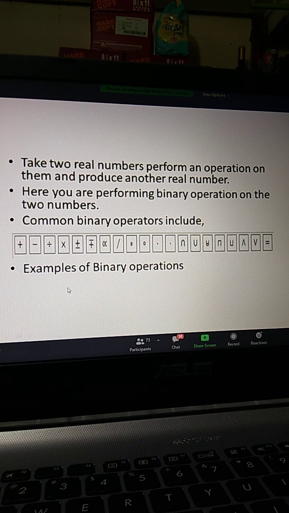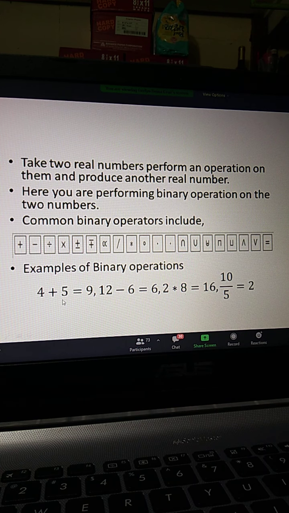Okay, next, we have examples of binary operations. These are operators. So, 4 plus 5 is equal to 9. We have plus here. We have two real numbers and produce another real number, 9. So, these are examples of binary operations.